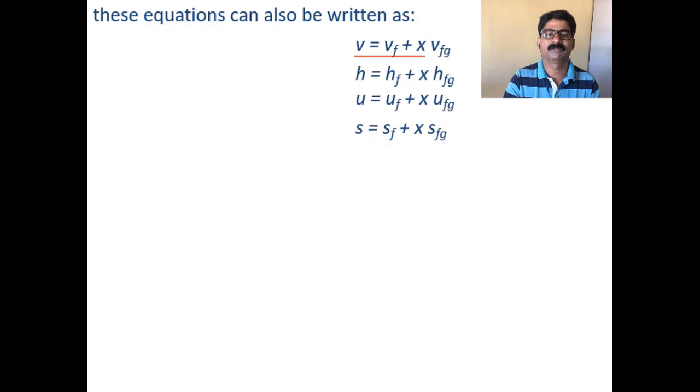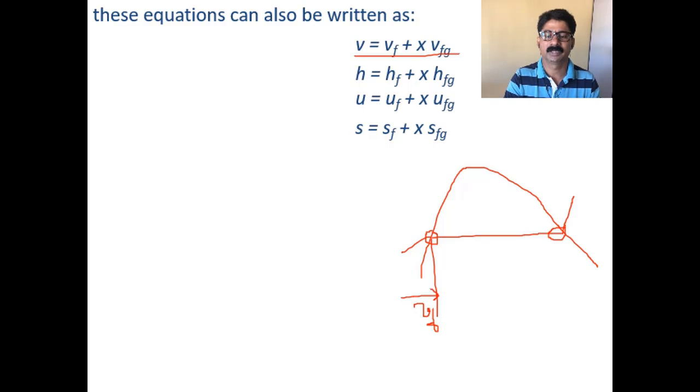You can write it as Vf plus x into Vfg. This is because you studied the property diagrams. If I take the T-V diagram, for example, here it is the saturated liquid, here it is saturated vapor. So the volume till here is Vf, as all of you know, and the volume at this point from 0 is Vg. If it is completely dry steam or saturated vapor, then the specific volume is Vg. If it is completely saturated liquid, the specific volume is Vf.